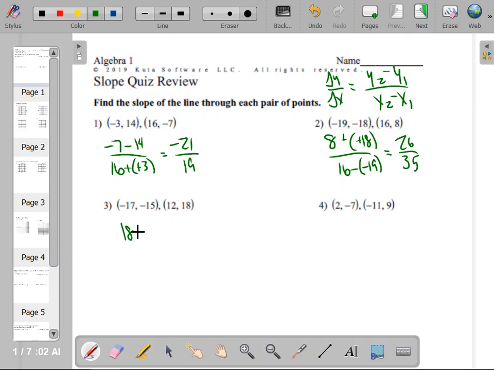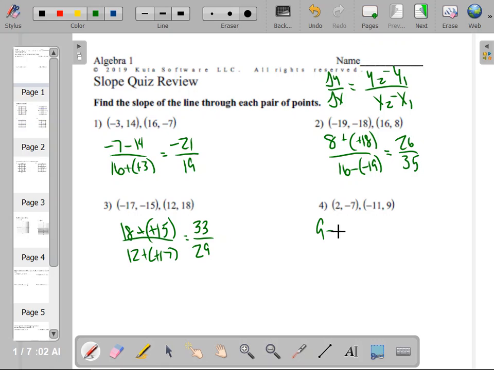A couple more. 18 minus negative 15 is the same as adding, and 12 minus negative 17, also the same as adding. So we're going to do 18 plus 15, which is 33, and 12 plus 17, which is 29. Again, can't reduce it, so that's your slope.